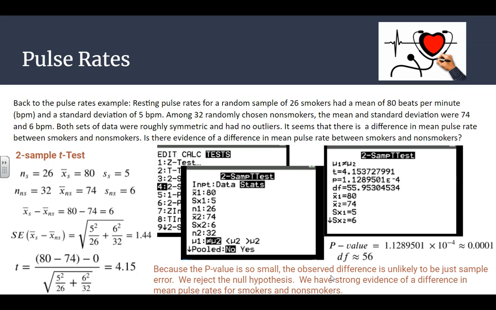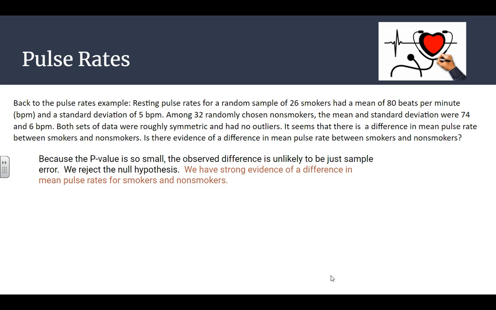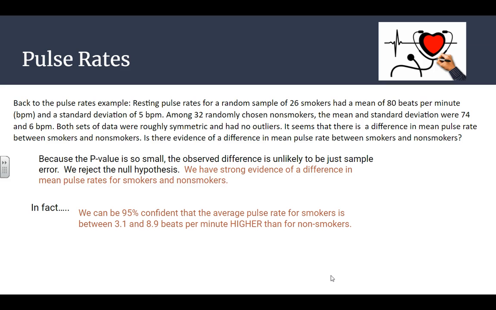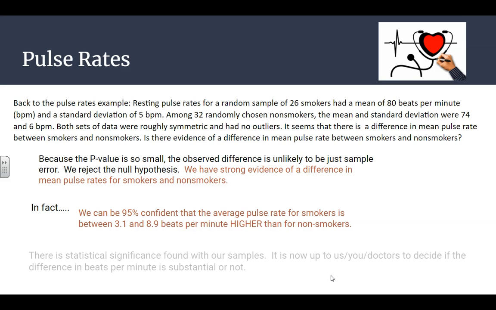So because the p-value is so small, the observed difference is unlikely to just be by sampling error. We reject the null hypothesis. We have strong evidence of a difference in the mean pulse rates for smokers and non-smokers. Sorry. So in fact, we can be 95% confident that the average pulse rate for smokers is between 3.1 and 8.9 beats per minute higher than for non-smokers. This we found yesterday with our interval.